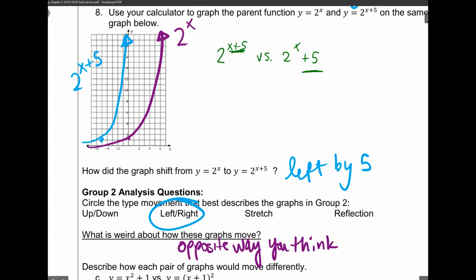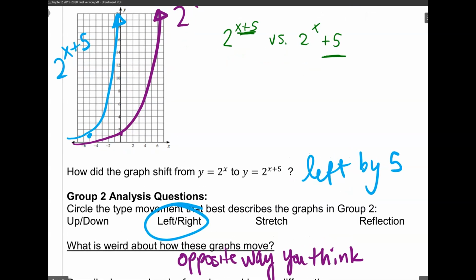So how did it shift? We know it shifted left by 5. Analysis questions. What type of movement? Left and right. Literally taking the graph and shifting it. We're not stretching it. All we're doing right now is taking it and shifting it over. It's kind of like you're pushing a box. You're just moving it. You're not changing the size. You're just shifting it side to side.